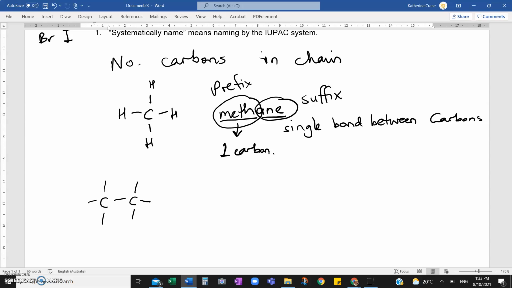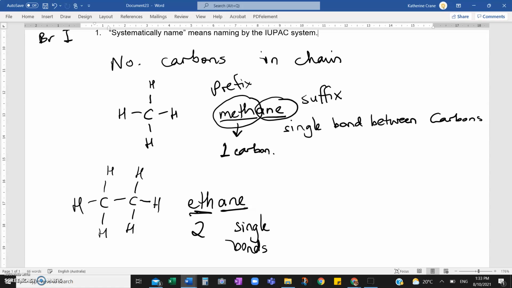So in this case, we're changing the suffix to ane. So firstly, we'll start here, this one with two carbons, and that is ethane. One word. So eth, two carbons, ane, single bonds.